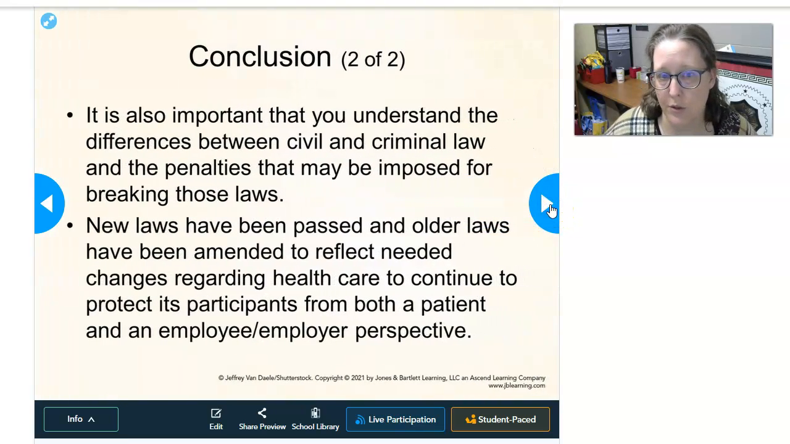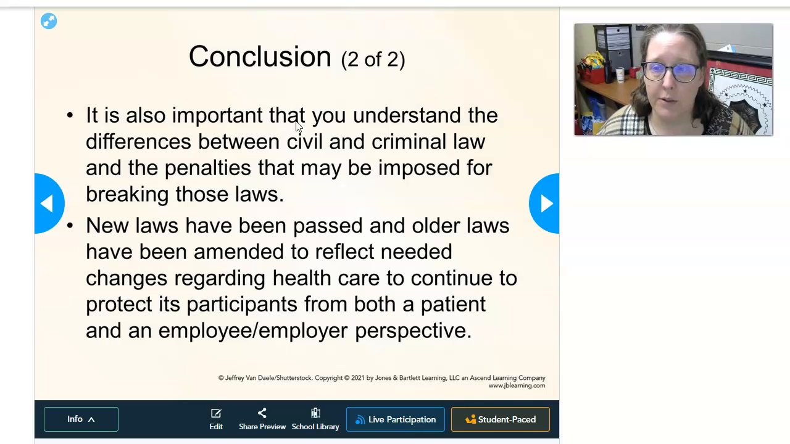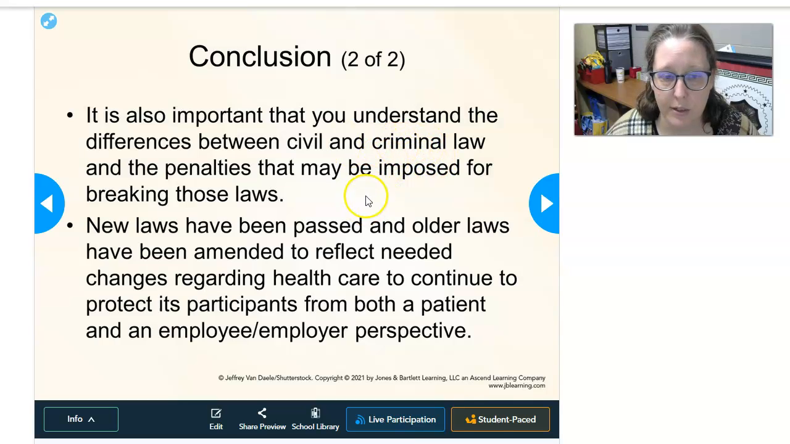It's also important that you understand the difference between civil and criminal law and the penalties that may be imposed for breaking those laws. Especially, you're going to see in your homework about HIPAA. You better understand that one really well, because if you violate it, it's a criminal, federal crime. You can become a felon and be completely banned from working in healthcare. Very important to understand those.